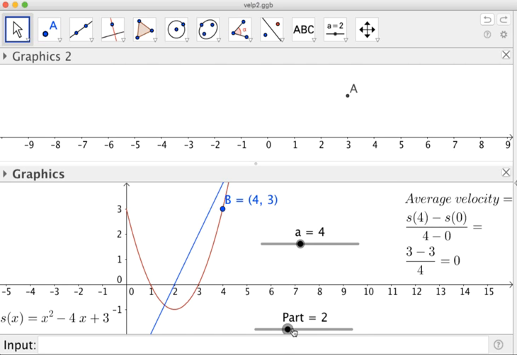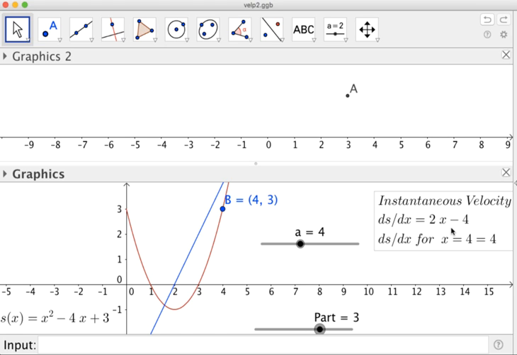And in fact, when we take a look at the instantaneous velocity when x is equal to 4, that's when we need to use our first derivative, which is ds/dx equals 2x minus 4. We plug our value of 4 in for x. We get 2 times 4 minus 4, or 4. In other words, the velocity at time t equals 4 is equal to 4. That was the velocity at that point.